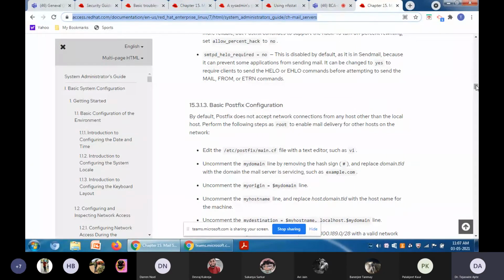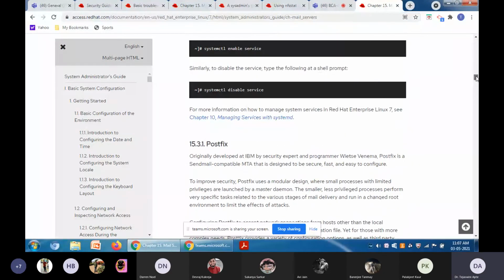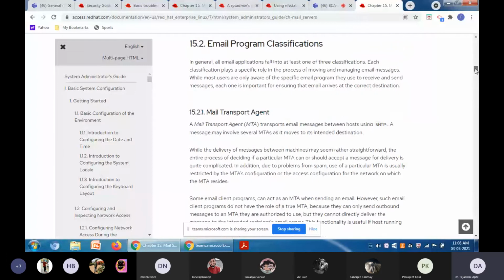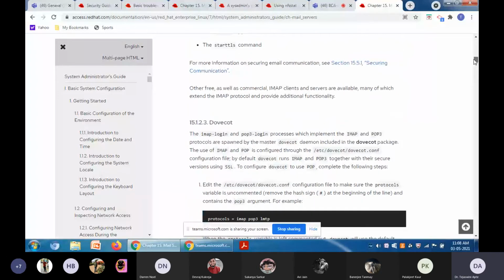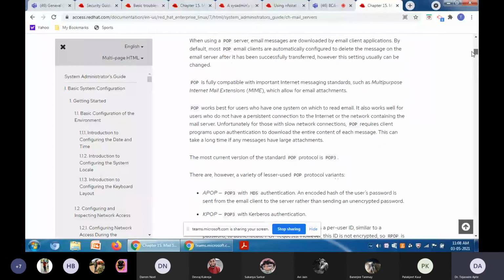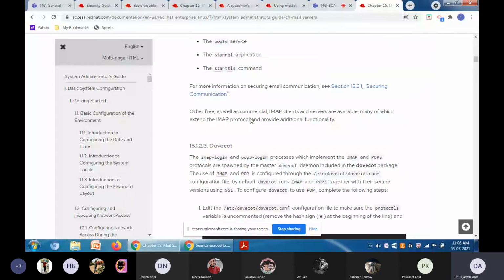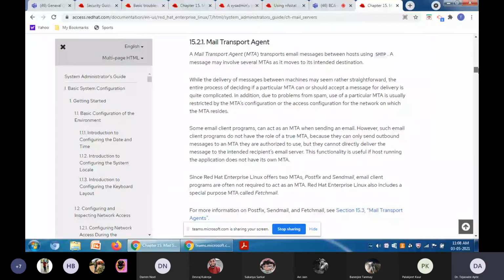Fine. So I hope you are able to see my screen. Right now, the mail server we are generally using with Red Hat Linux is postfix. And when you say postfix, there are different kinds of mail servers, as you can see from my screen. One is Dovecot, and another is postfix. So we are going to talk about postfix.